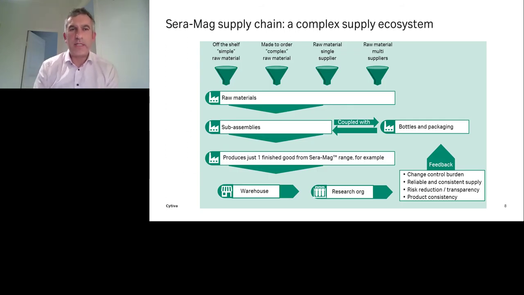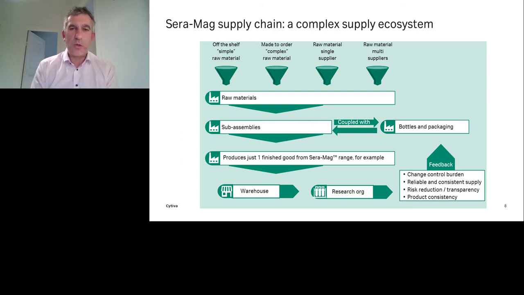So this slide depicts what we see as a complex supply ecosystem related to our Sera-Mag production. And as you can see at the top, we have a number of raw materials, some of which are off-the-shelf, simple raw materials, others more complex and can be made to order by our suppliers. We have some of each of those that are single sources and some that are multiple, where we have multiple suppliers. So this raw material ecosystem is complicated and requires different types of material management to secure supply. So the raw materials that are taken in, sub-assemblies or semi-finished goods are produced, and then the semi-finished goods are bottled and packaged and then distributed to our customers.